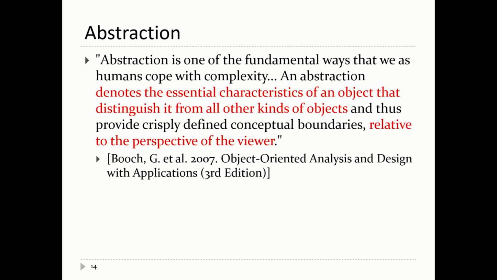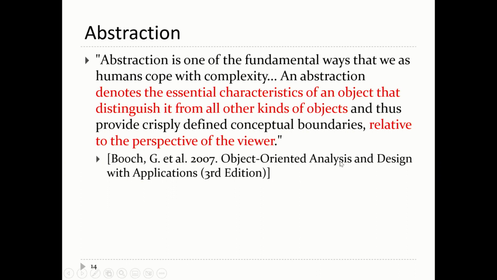Okay, so this guy named Grady Booch, he's a professor of computer science. I forget where. He's one of the, I guess, gurus of object-oriented programming. So he's one of these people who actually study object-oriented programming as part of his research. He's written a lot of the foundational books on object-oriented programming. So this thing called abstraction. He says, abstraction is one of the fundamental ways that we as humans cope with complexity. Right? So an abstraction denotes the essential characteristics of an object that distinguish it from all other kinds of objects, and thus provide crisply defined conceptual boundaries relative to the perspective of the viewer.